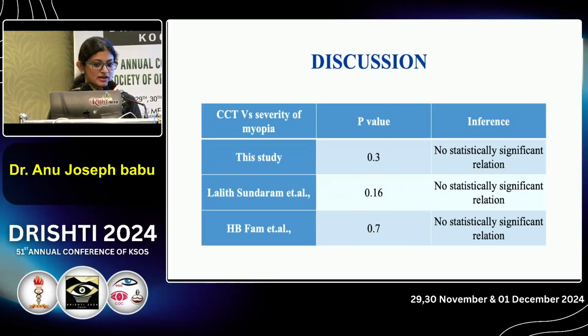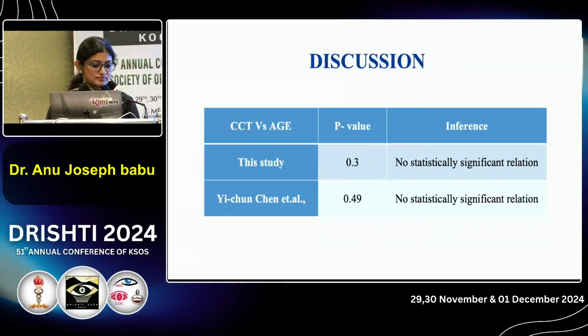0.003. And comparing CCT with the severity of the myopia, in our study there was no statistically significant relation between CCT and severity of the myopia, and a study conducted by Lalit Sundaram and HB Pham et al. also shows that there is no statistically significant relation. And comparing CCT versus age, in our study it was not statistically significant, and a similar study done by Chen et al. also shows no statistically significant relation.